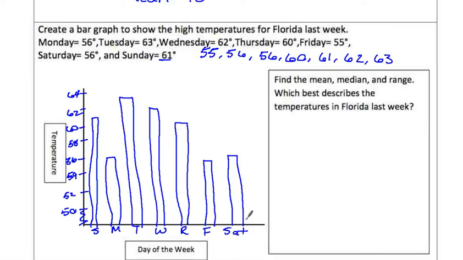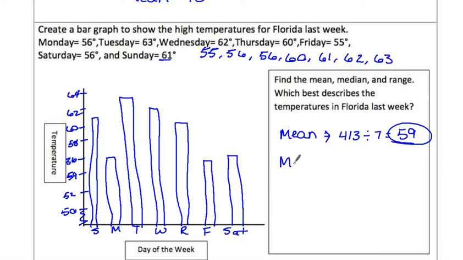Okay, so it says find the mean, the median, and the range. So I don't need to find the mode. And it asks which best describes temperatures in Florida last week. So if we find the mean, we're going to add them all up. I already have them all in order. If we add them all together, we get 413. And then we divide by 7. And we get an answer of 59. So the mean for our bar graph is 59.